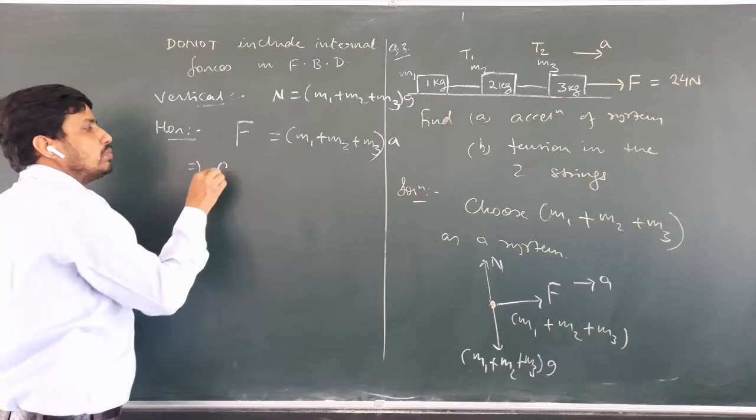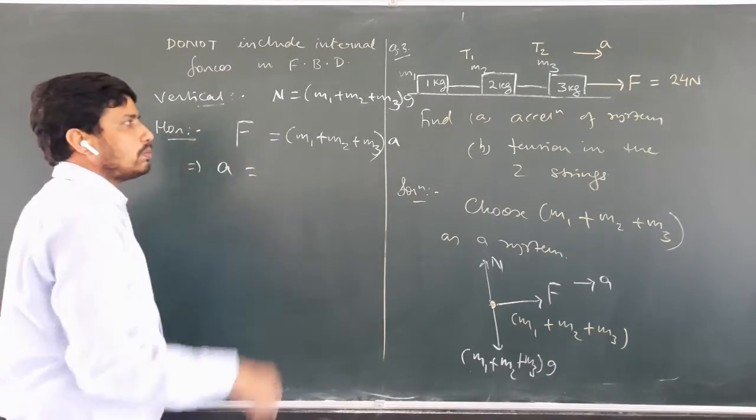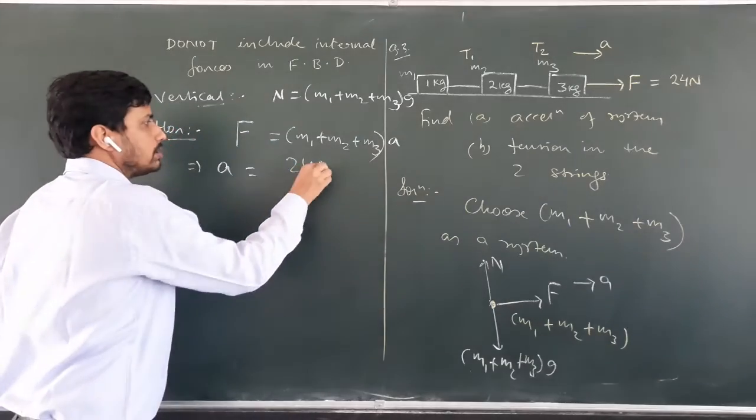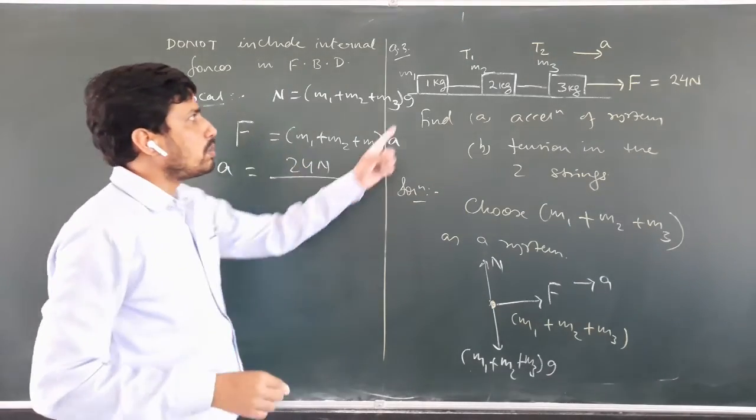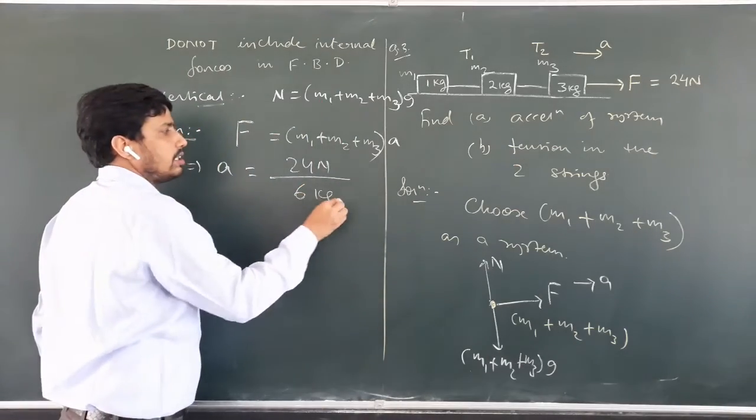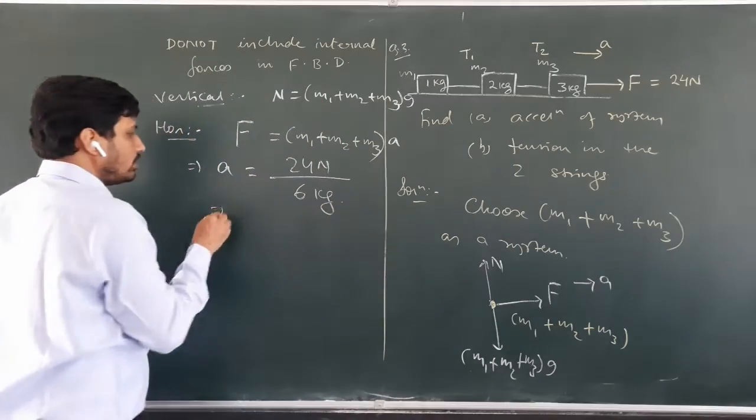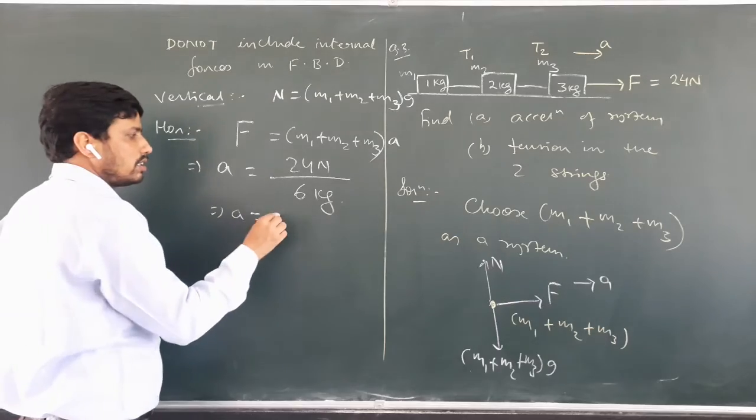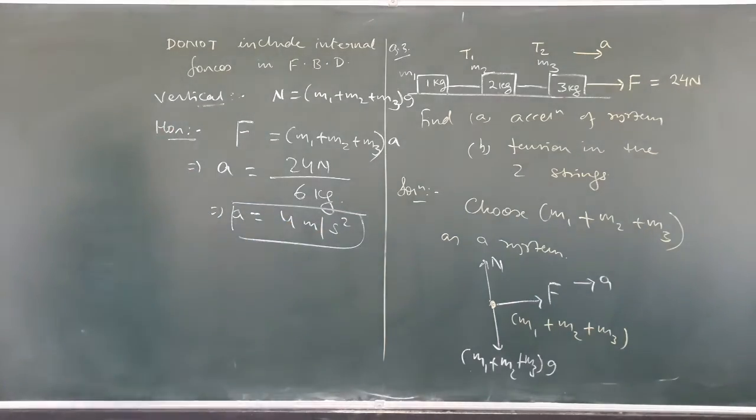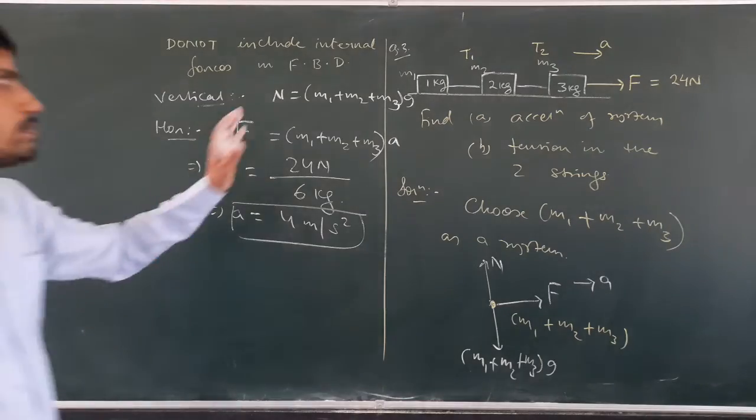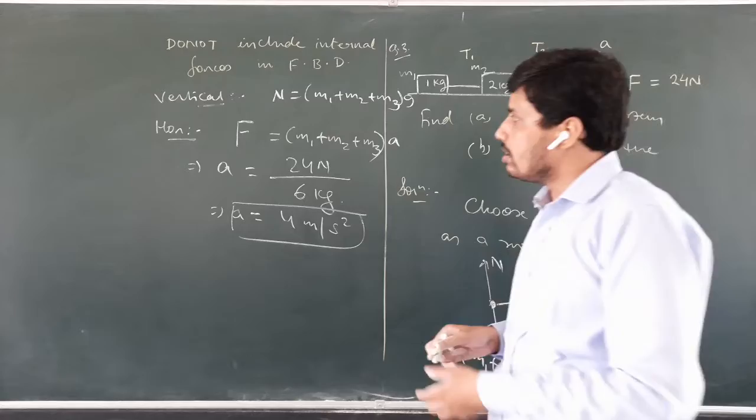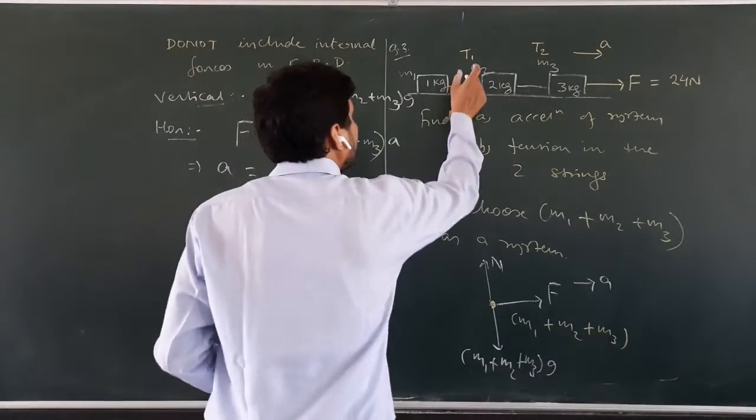This will give the value of a. a is equal to F by (m1 plus m2 plus m3). What is the value of F? 24. And m1 plus m2 plus m3, 1 plus 2 plus 3, that is 6 kg. 24 by 6, this will give us the value of acceleration as 4 meters per second square. So all these three masses, the entire system will move to the right with an acceleration of 4 meters per second square. Now we have to find T1 and T2.